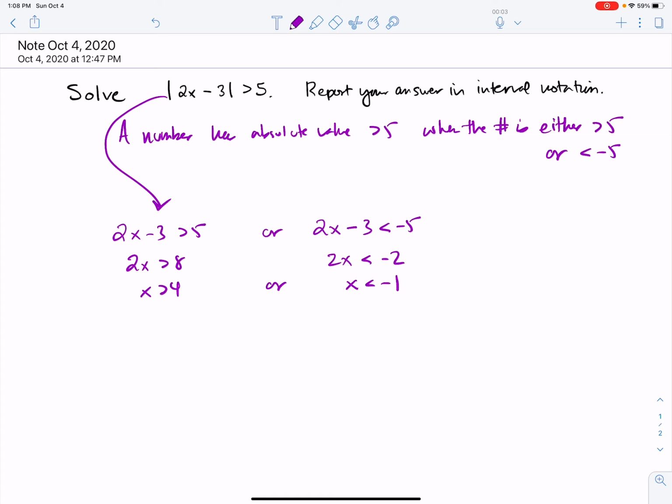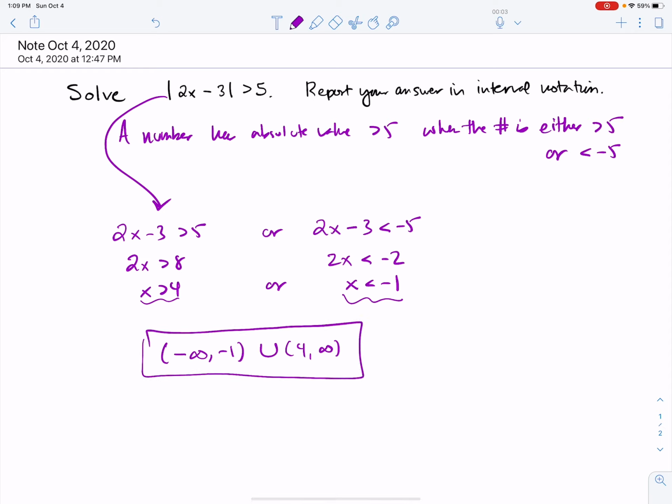To write that in interval notation, well, we'll go from left to right, so this is the one that's going to come first. If x is less than negative 1, that means that it's on the interval from negative infinity to negative 1. And we include a union symbol there, and then the second one is going to be when x is bigger than 4, and we get the interval from 4 to infinity. And so this would be my answer in interval notation.